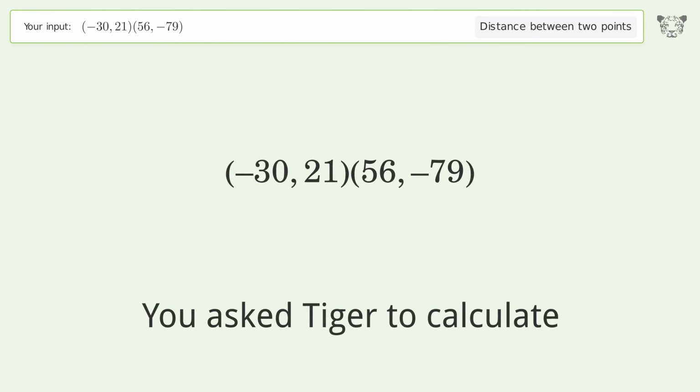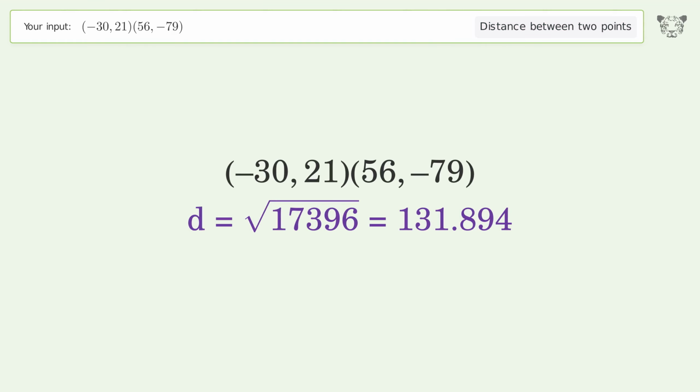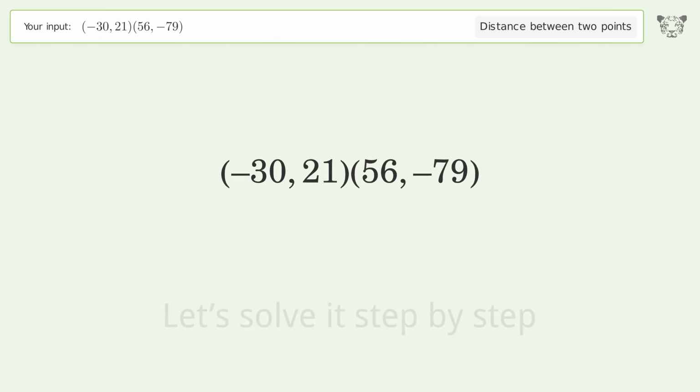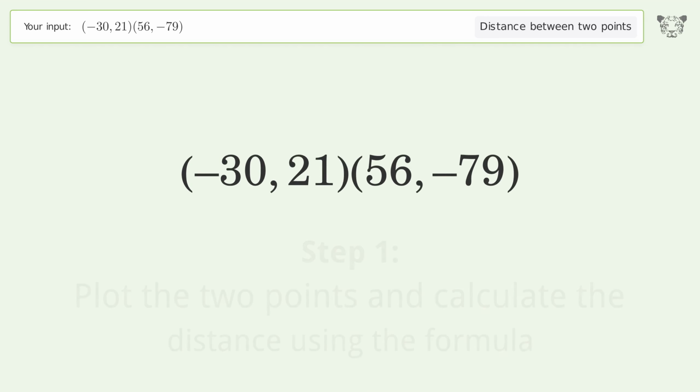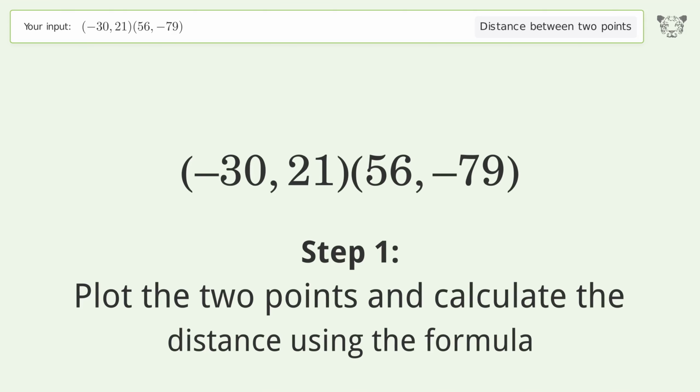You ask Tiger to calculate. This deals with the distance between 2 points. The distance between the 2 points is the square root of 17,396, or 131.894. Let's solve it step by step. Plot the 2 points and calculate the distance using the formula.